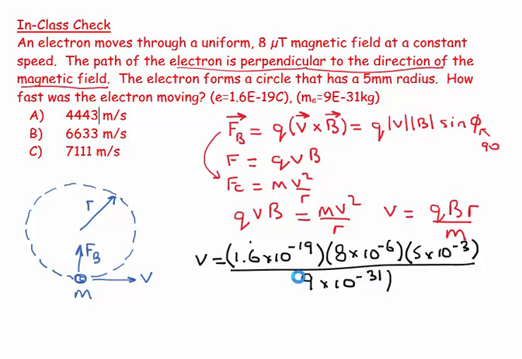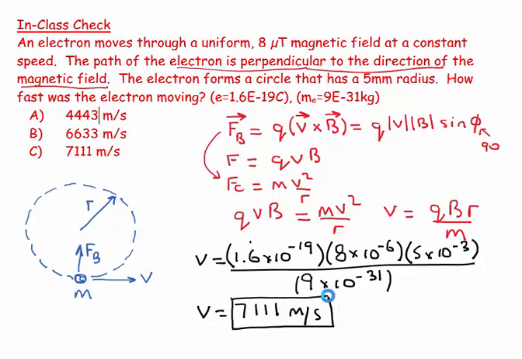And so the rest is calculator. I go 1.6 EE to the minus 19, then I multiply that by 8 EE to the minus 6, enter. Then I multiply that by 5 EE to the minus 3, enter. Then I divide that whole shebang by 9 EE to the minus 31. And the answer I'm getting is V is equal to 7,111 meters per second. So there we have it.